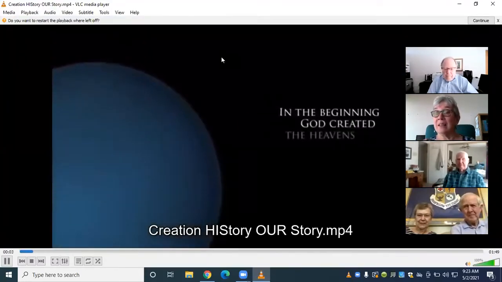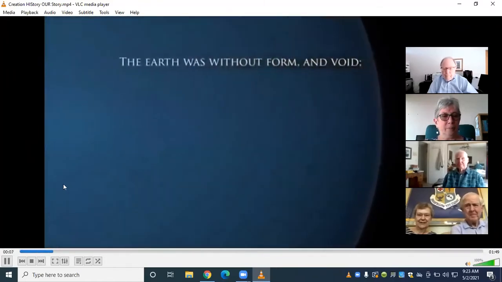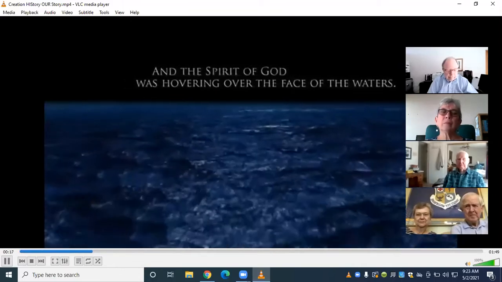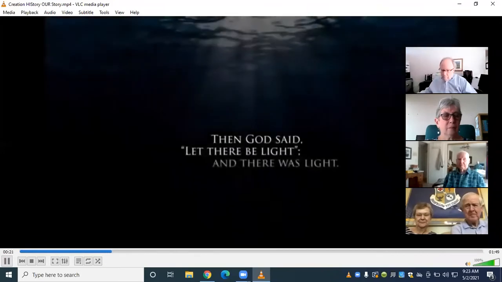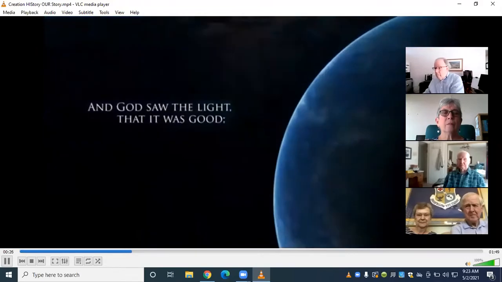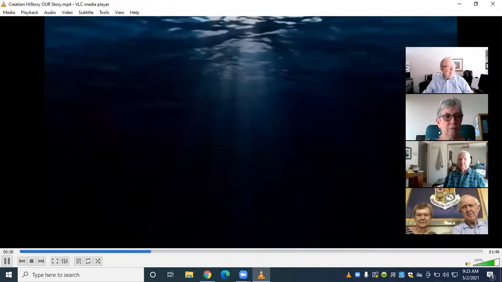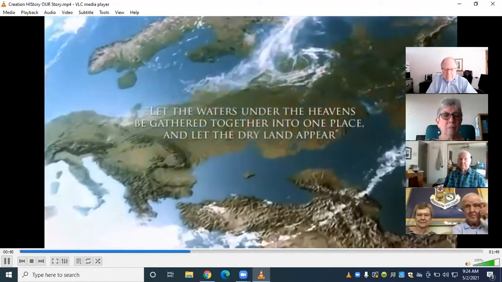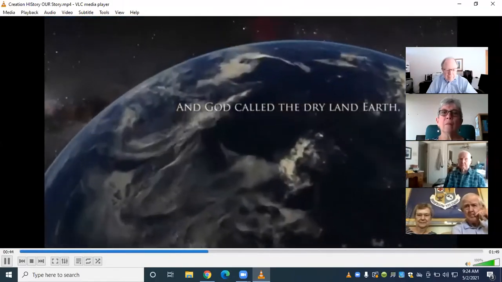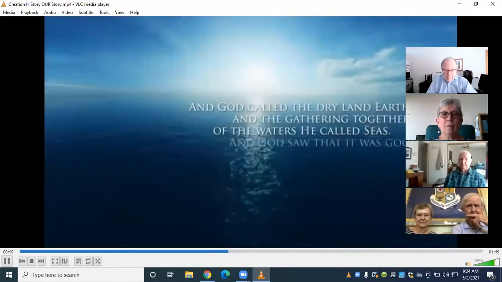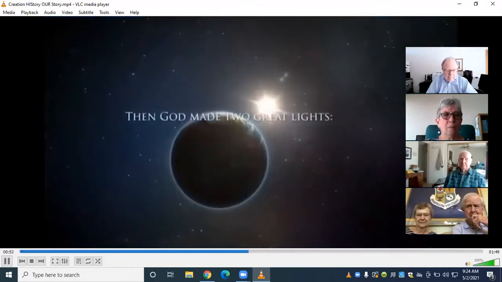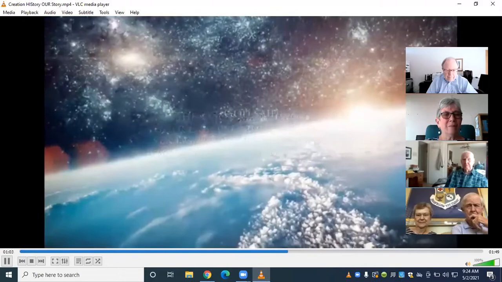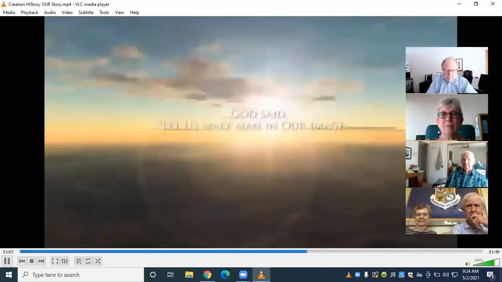In the beginning, God created the heavens and the earth. The earth was without form and void, and darkness was on the face of the deep. And the Spirit of God was hovering over the face of the waters. Then God said, "Let there be light," and there was light. And God saw the light, that it was good, and God divided the light from the darkness. Then God said, "Let the waters under the heavens be gathered together into one place, and let the dry land appear." And it was so. And God called the dry land earth, and the gathering together of the waters he called seas. And God saw that it was good. Then God made two great lights, the greater light to rule the day, and the lesser light to rule the night. He made the stars also. Then God said, "Let us make man in our image, according to our likeness."